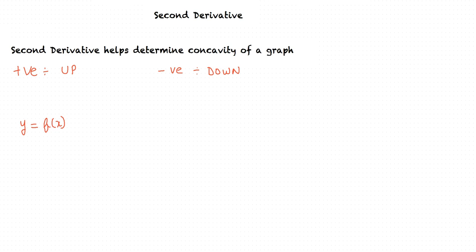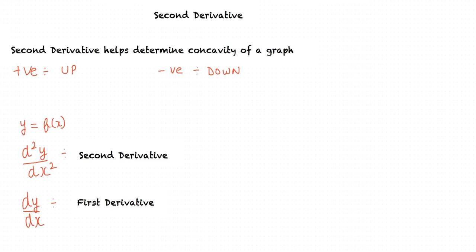If y is a function involving the variable x, that is, if y equals f of x, then the second derivative of y with respect to x is given as d square y by dx square. Recall that dy by dx is the first derivative of the function. I would strongly recommend you go through the list of common derivatives before we jump into examples.